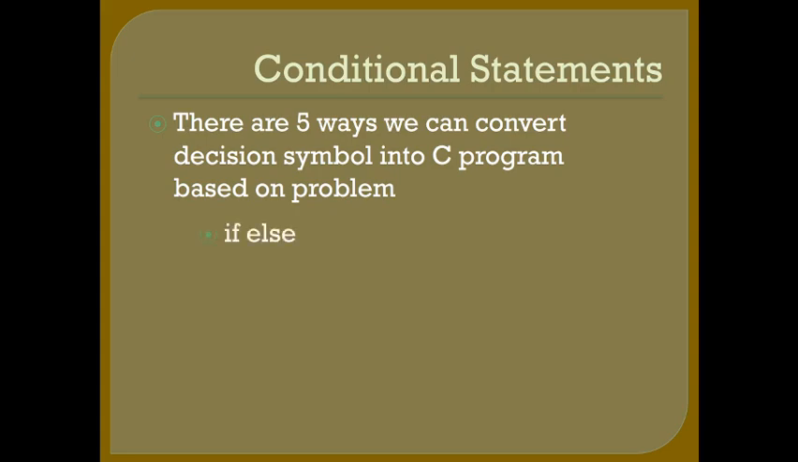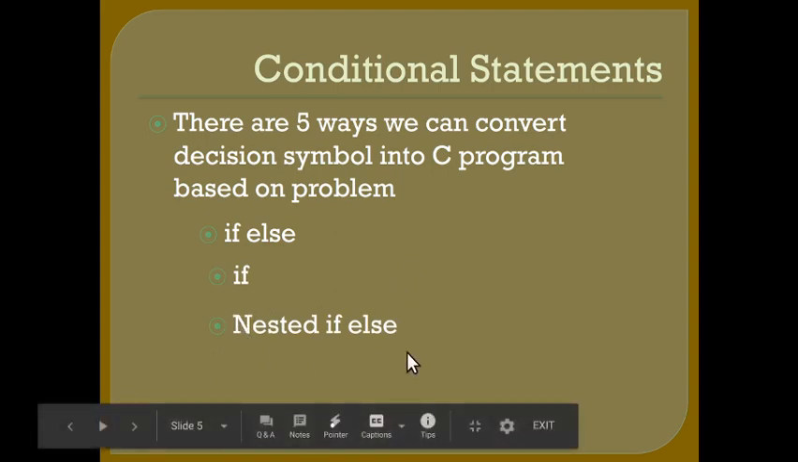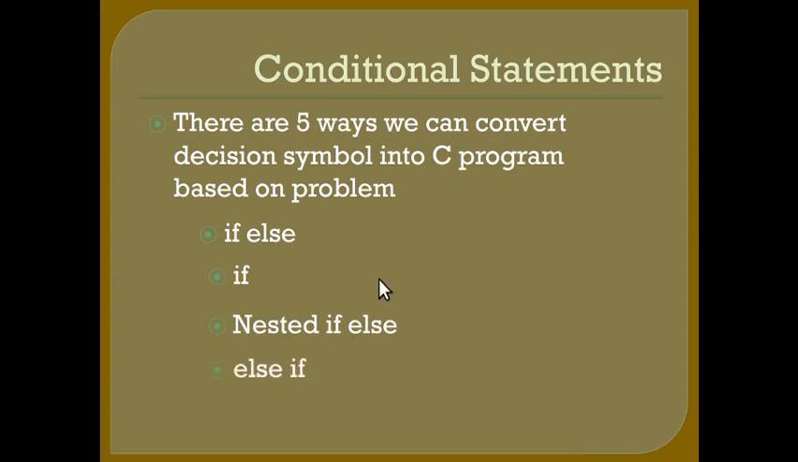There are 5 ways that we can convert a decision symbol into an equivalent C program. First, if else, writing a C program using the if else structure. Second is if. Third is nested if else, writing an if else statement inside an if else statement. Next, else if statements, another way of writing nested if. And the last is switch case. I hope if else, if, nested if, else if is done. Now we will look into switch cases, how a decision symbol can be converted to switch case.